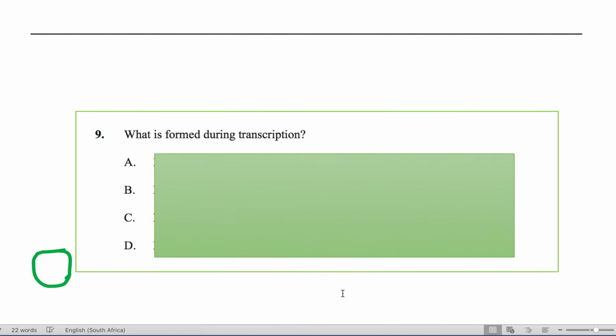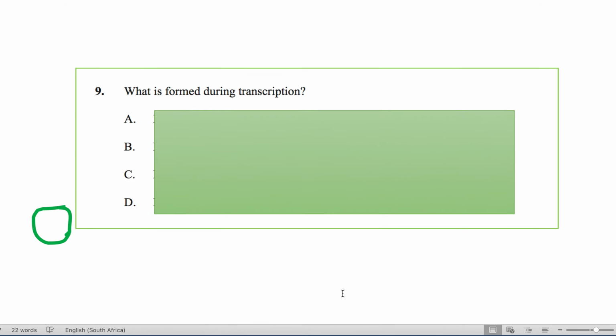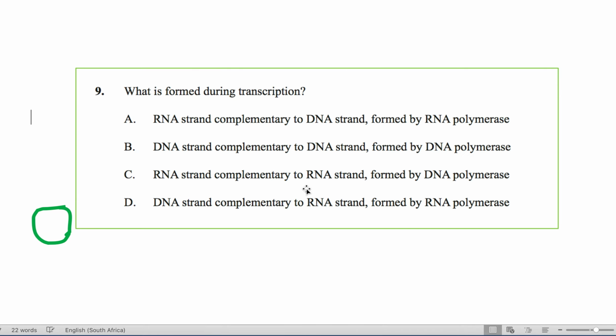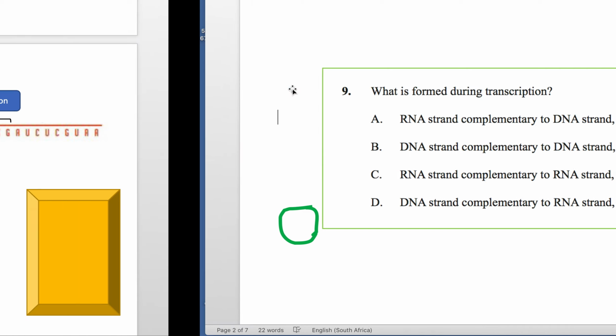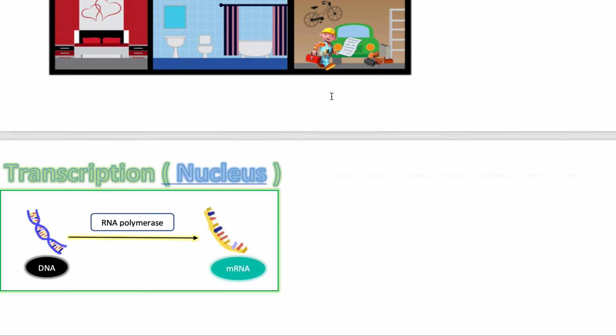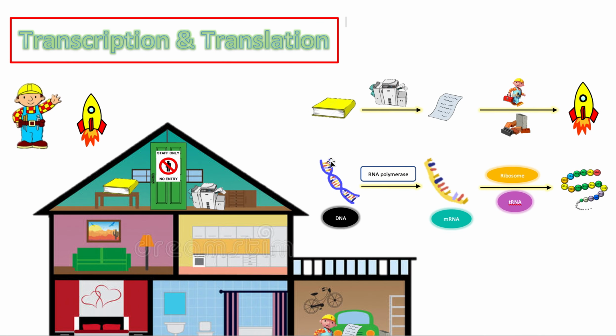Let's do one more. What is formed during transcription? So during transcription, try this by yourself first. So remember, during transcription, that's the first step. That's the step in which we're trying to, I have a nice diagram here, turn the paper into the final product. So the rocket in my Bob the Builder situation.